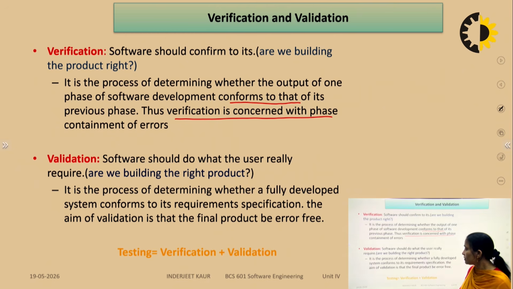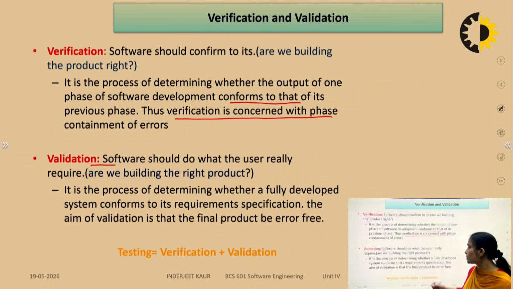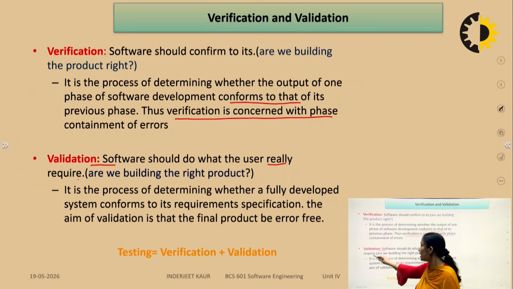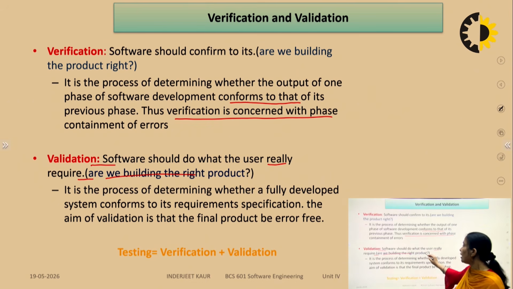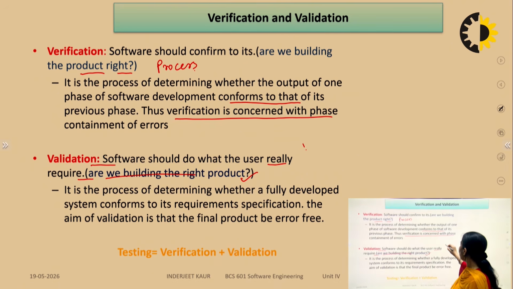Then comes validation. Software should do what the user really requires, and only then can it be validated. So we say: are we building the right product? Here, in verification, I focus on are we building the product right, meaning I focus on the process, and here I will validate the product.